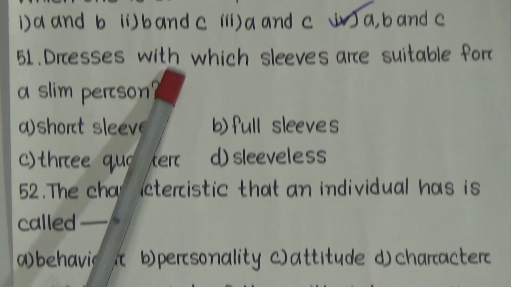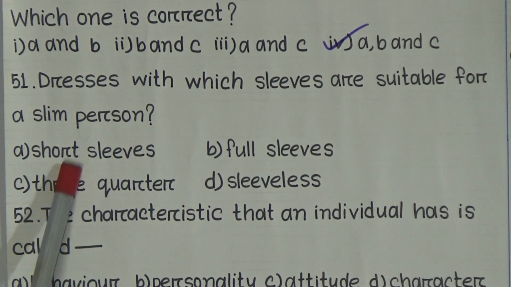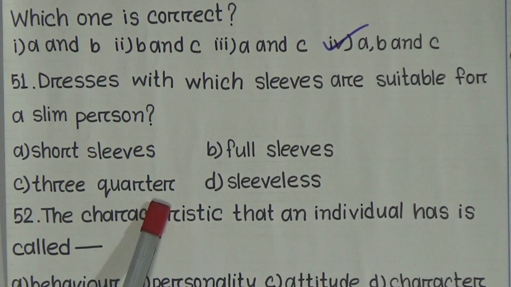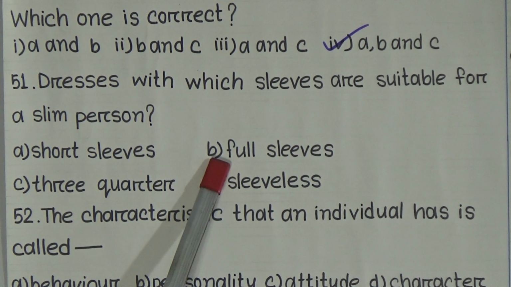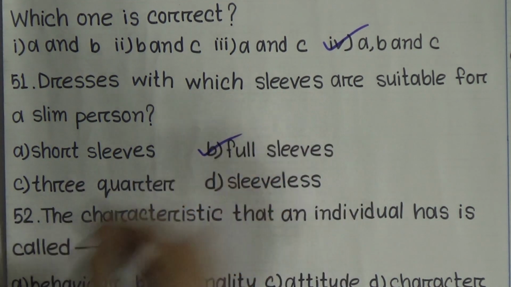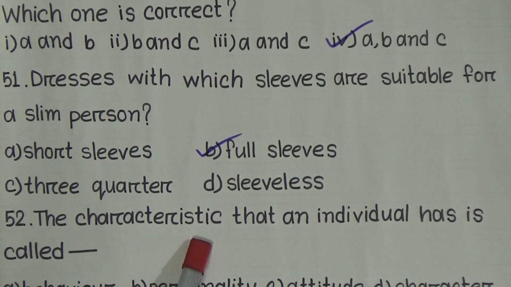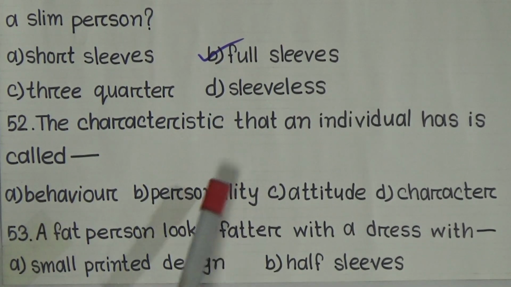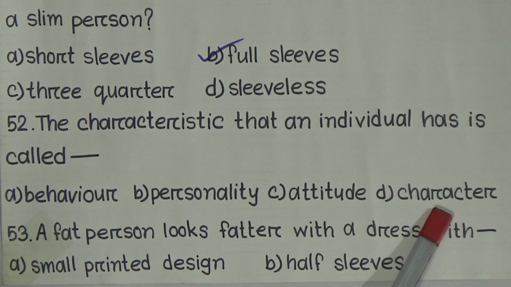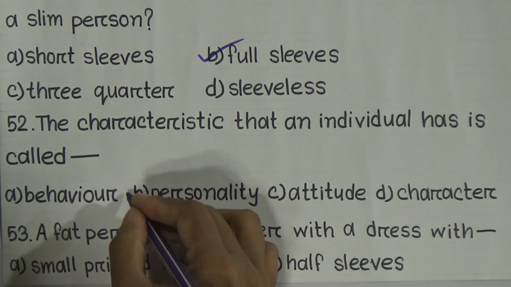Number 51. Dresses with which sleeves are suitable for a slim person? Options are short sleeves, full sleeves, 3/4 sleeveless. Yes, here our answer will be option B, full sleeves. Come to question number 52. The characteristic that an individual has is called behavior, personality, attitude, character. So the correct answer of question number 52 will be option B. That means personality.